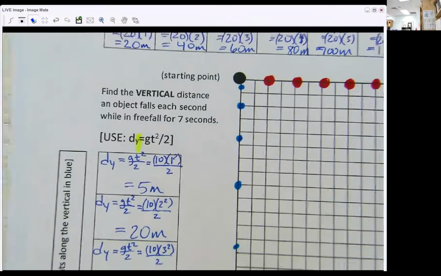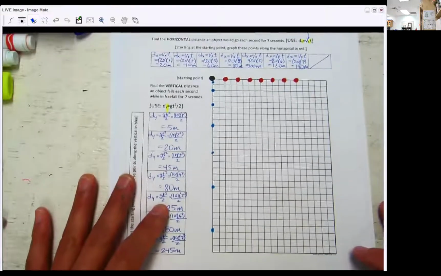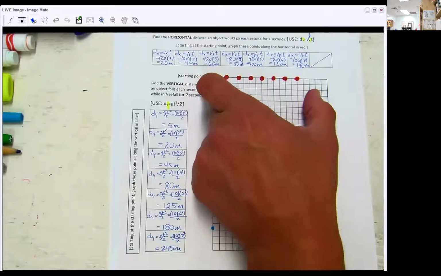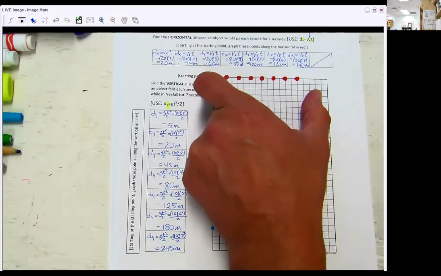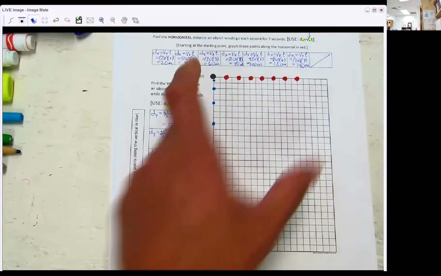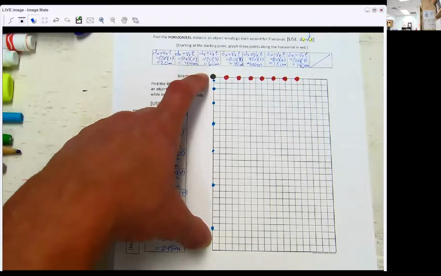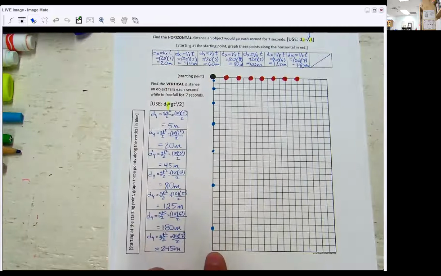And so whenever you're finished, you should have something that looks like this. And so what we have is a representation of purely horizontal motion of something that's traveling at 20 meters per second. And then we have purely vertical if we disregard any horizontal motion and only look at it from the vertical here.